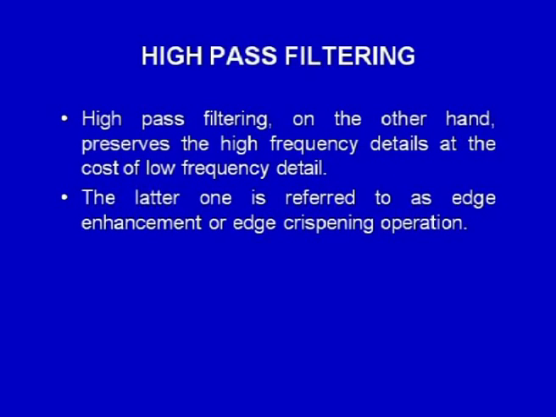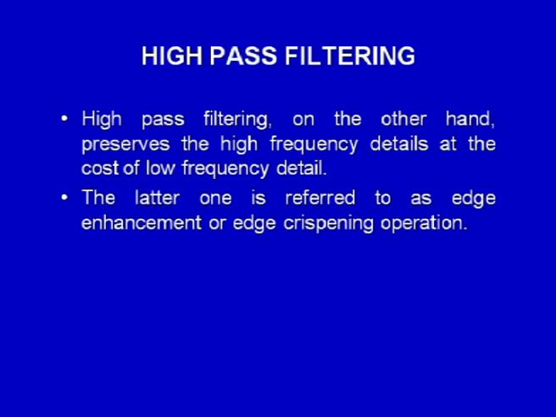Next is high pass filtering. High pass filtering, on the other hand, preserves the high frequency details at the cost of low frequency details. That is, information which is homogeneous and does not vary over a distance of pixels would be de-emphasized during the course of spatial filtering using high pass filters. For this same reason, this particular filter is also known as edge enhancement or edge crisping operation.